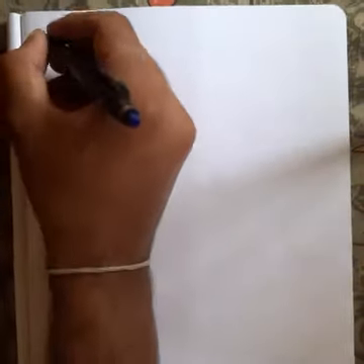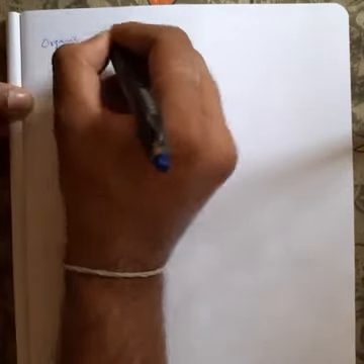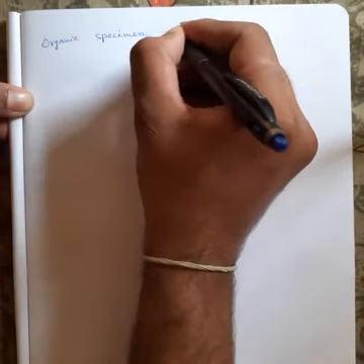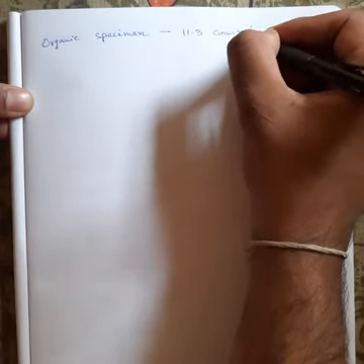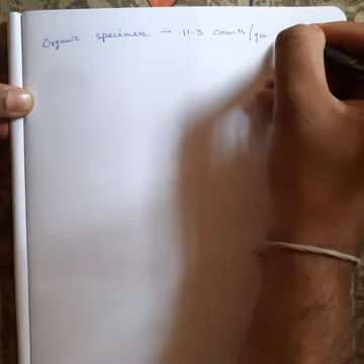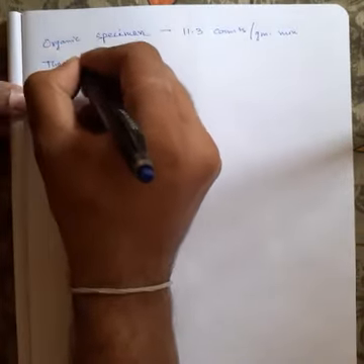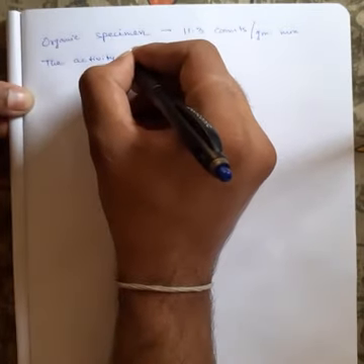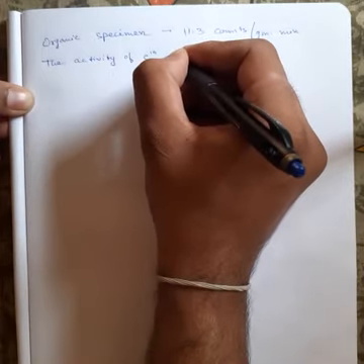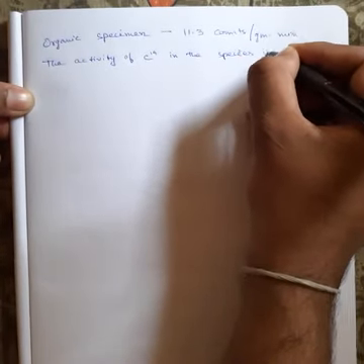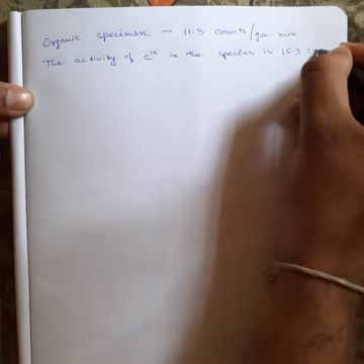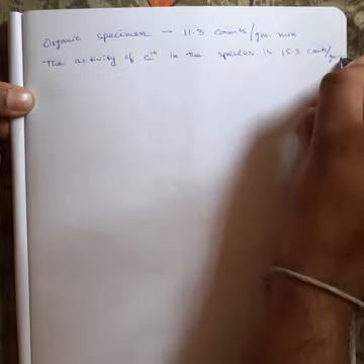Now let's take an example. For an organic specimen, suppose it has 11.3 counts per gram per minute, and it's given that the activity of C14 in the species is approximately 15.3 counts per gram per minute.